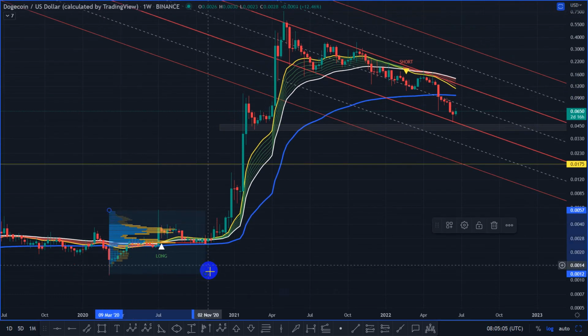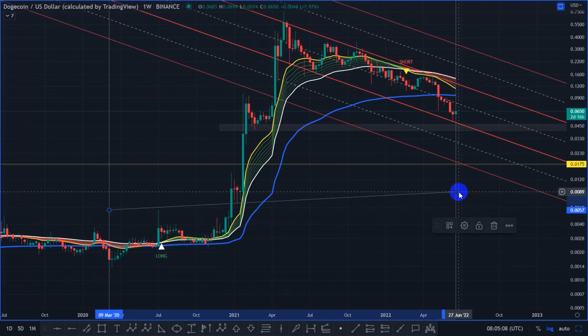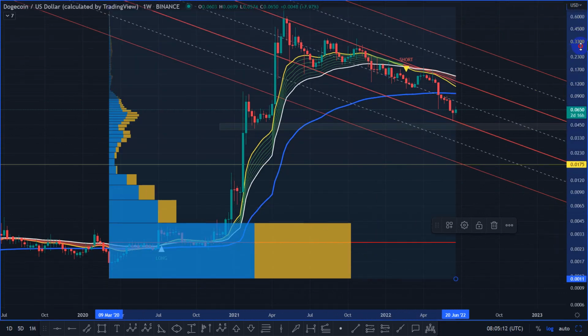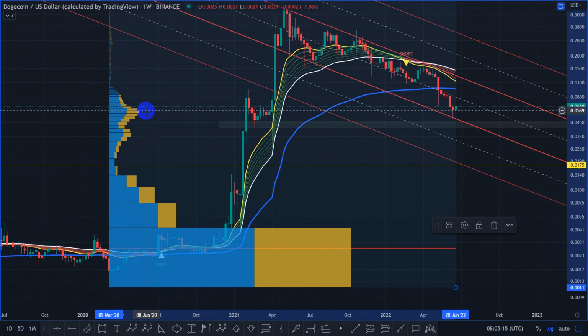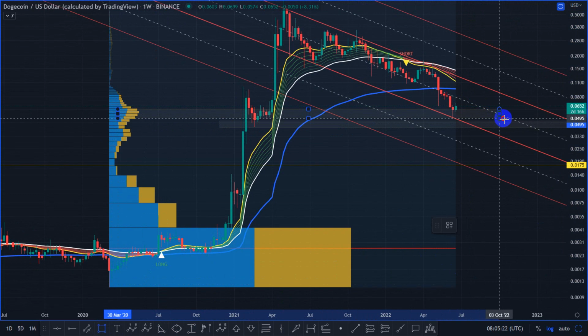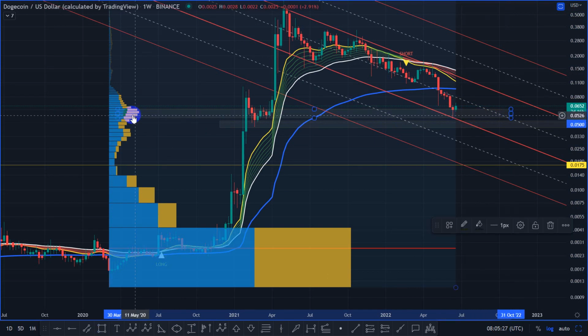Let's take the volume. This is the fixed volume profile, and we will check the area of strong volume. Here's one. Well, that's the reason why we bounced from here, because there is a strong volume that's been traded here. That's why when the price came here, those who bought Dogecoin here defended their position and they even bought more. That's why we had a bounce.